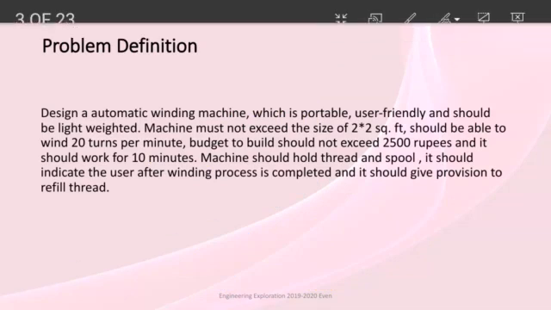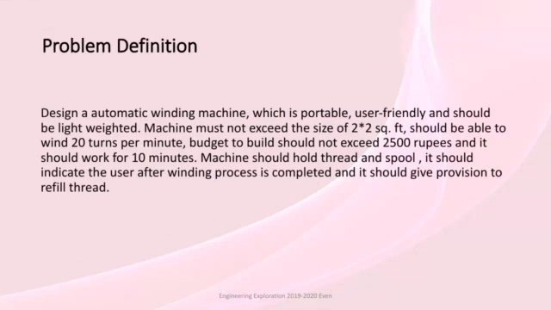Problem definition for our course project is design an automatic winding machine which is portable, user friendly and should be lightweighted. Machine must not exceed the size of 2 x 2 square feet, should be able to wind 20 turns per minute. Budget to build should not exceed 2500 rupees and it should work for 10 minutes. Machine should hold thread and spool. It should indicate the user after winding process is completed and it should give provision to refill thread.